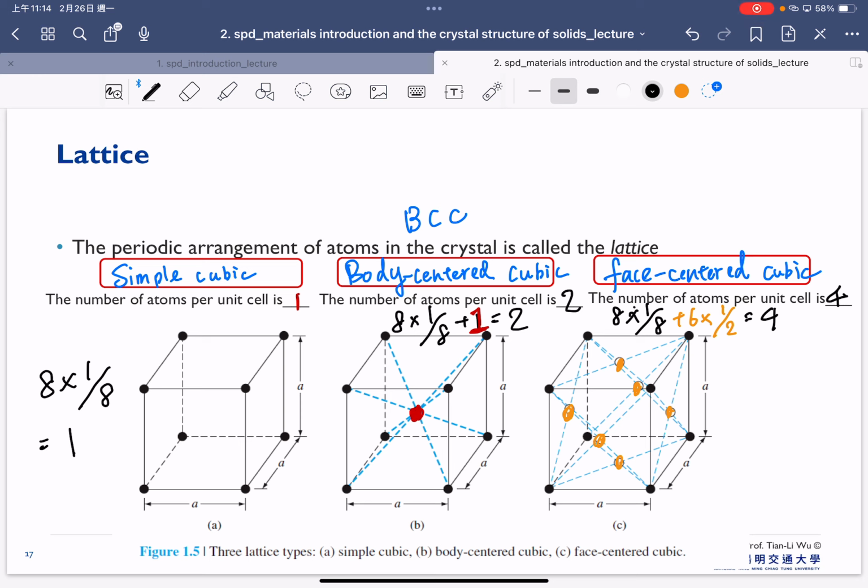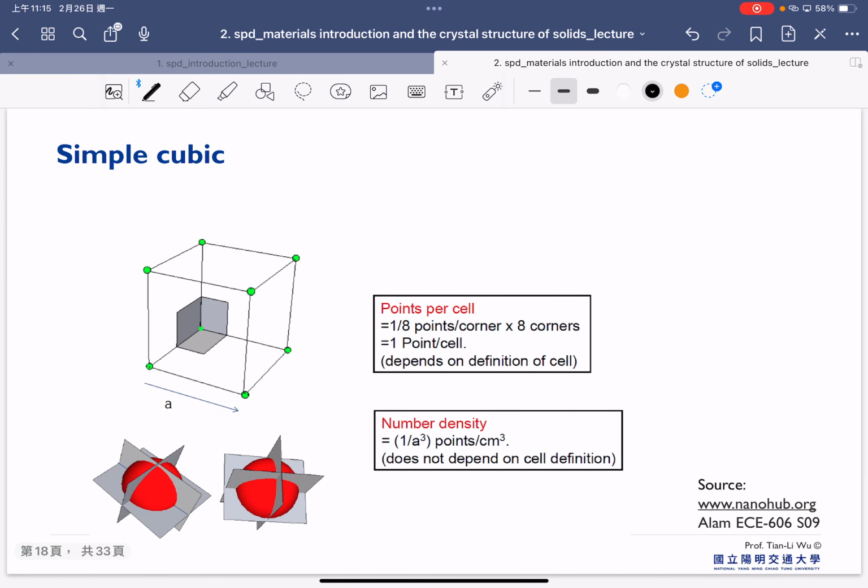So once we have an idea of how many atoms are in each unit cell, then we can start to calculate the number density. As shown here, if we consider a simple cubic, we have 1 point per cell. That's already shown in the previous slide. If we are interested in the number density, we just divide by the volume, and then we can calculate the number density from here.